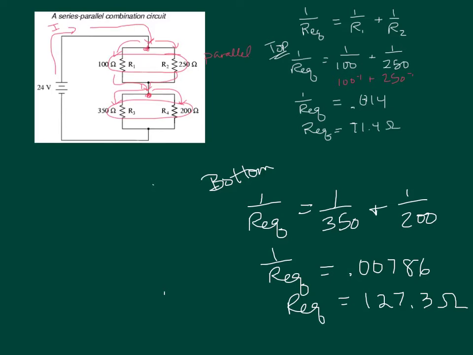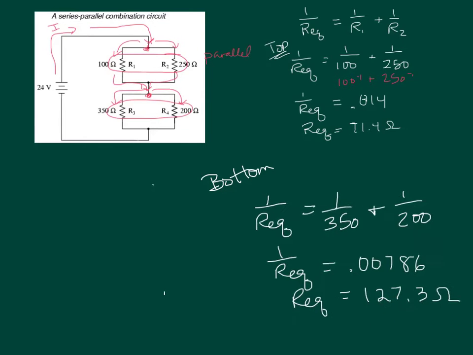So how does your work look? Did you get 127.3? Actually, it's 127.27272727. Good? Okay, so here's what we did. We took 1 over the 350, because we have 350 there, plus 1 over 200, because we have 200 there. And so we added those together. 350 x to the minus 1, 200 x to the minus 1. So that's 0.00786. And then once we got that, we hit x to the minus 1, and we get 127.3 ohms.